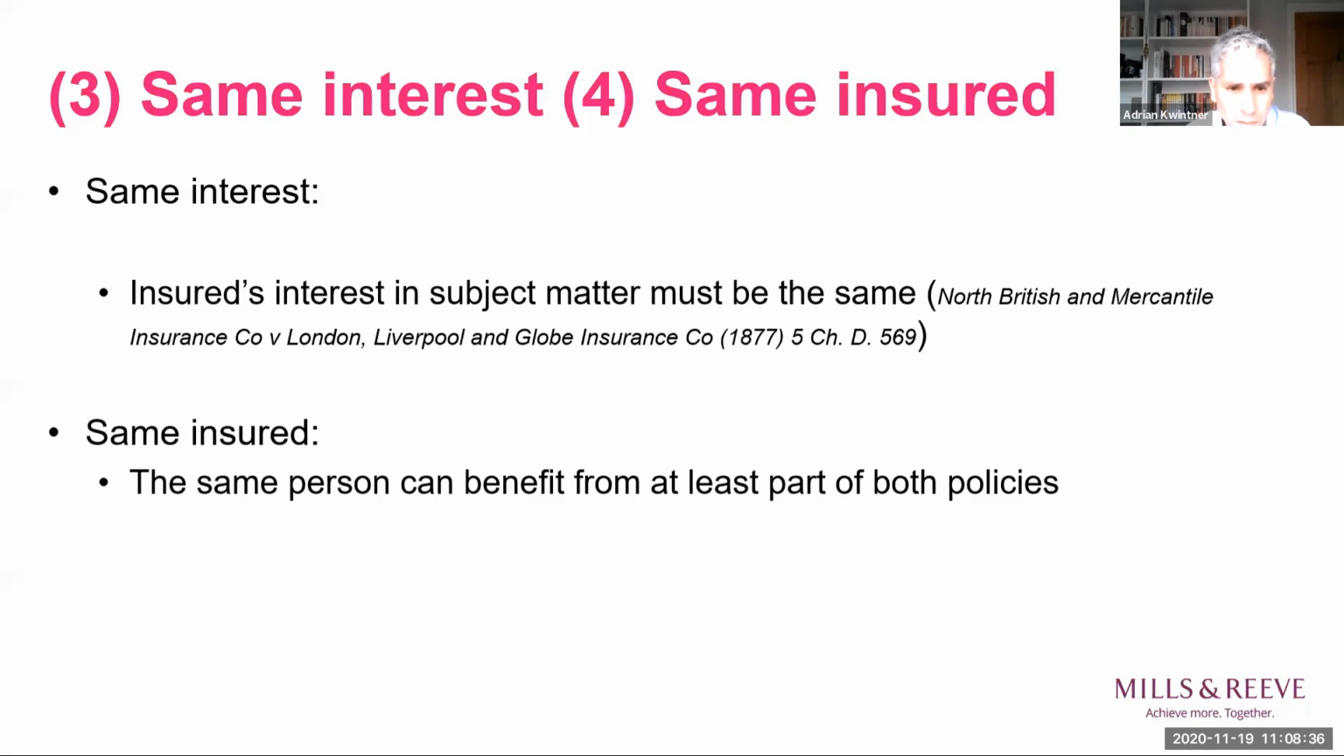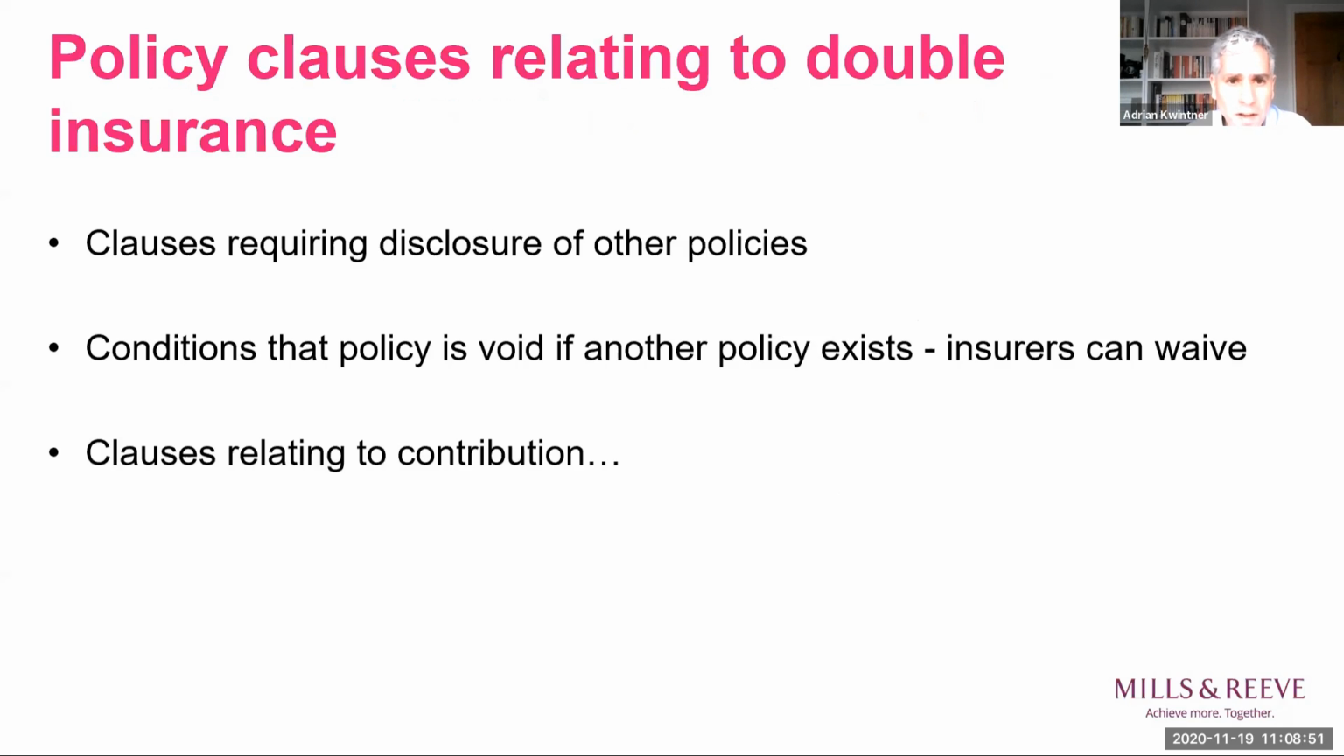The fourth element is the same insured. The same person must be able to benefit from at least part of both policies. Moving on to the next slide, how does anyone know that double insurance exists in the first place?